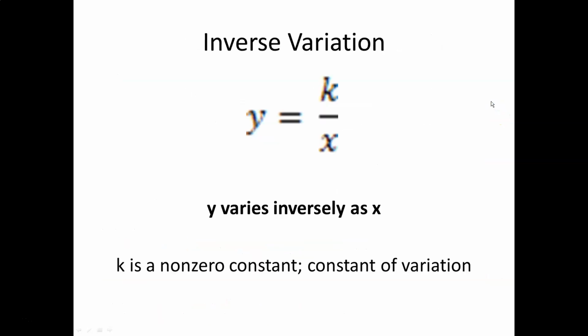Inverse variation. All of the steps remain exactly the same except for which formula you put in step 1. For inverse variation, you're going to use y equals k divided by x. And the clue will be somewhere in the problem, it'll say something varies inversely as something else. Once again, k is still a constant variation.